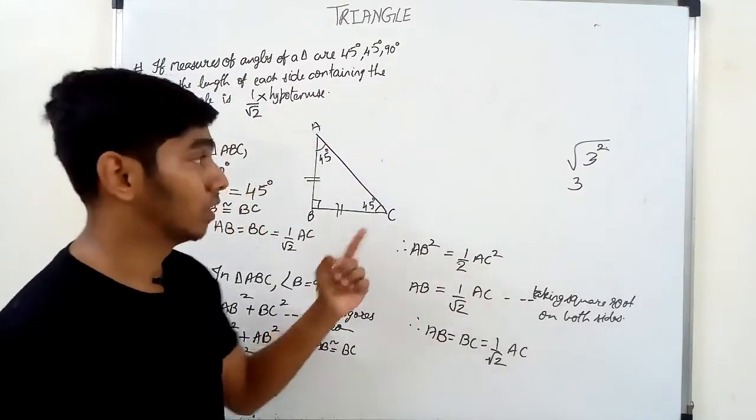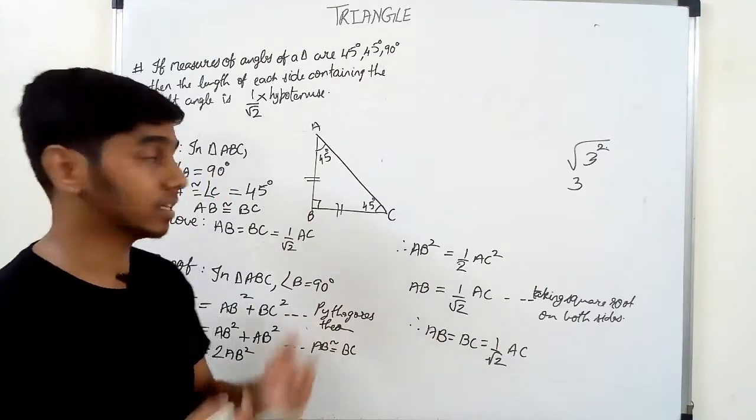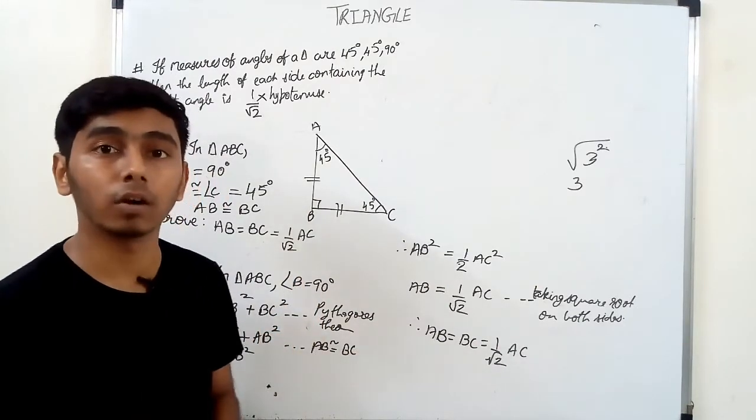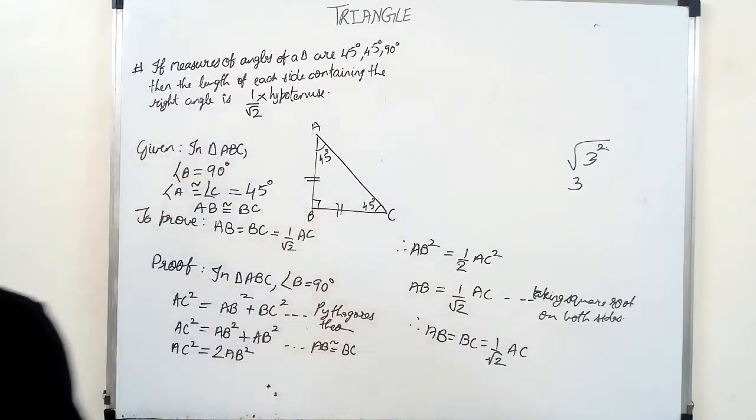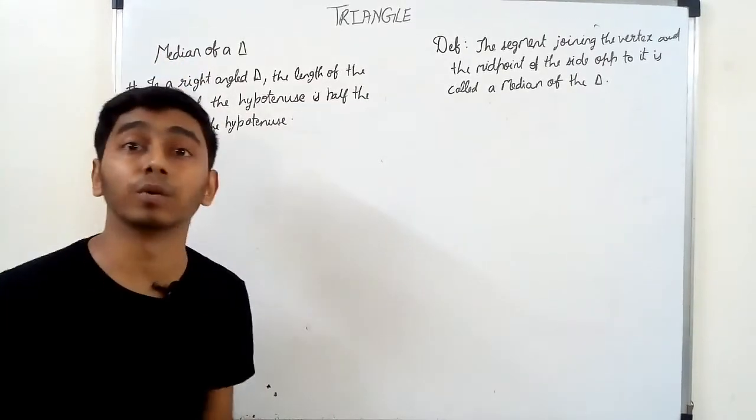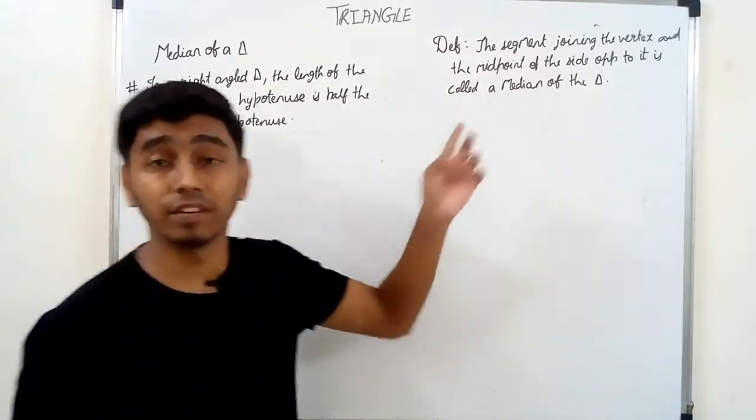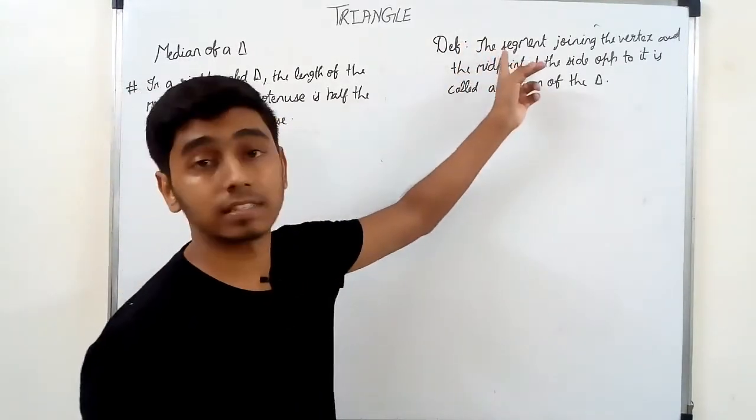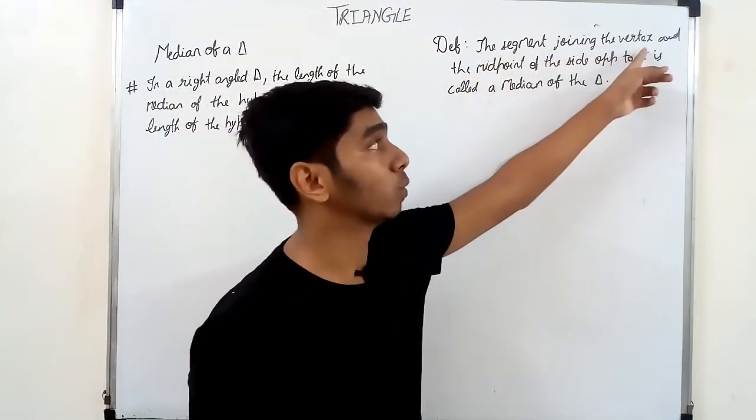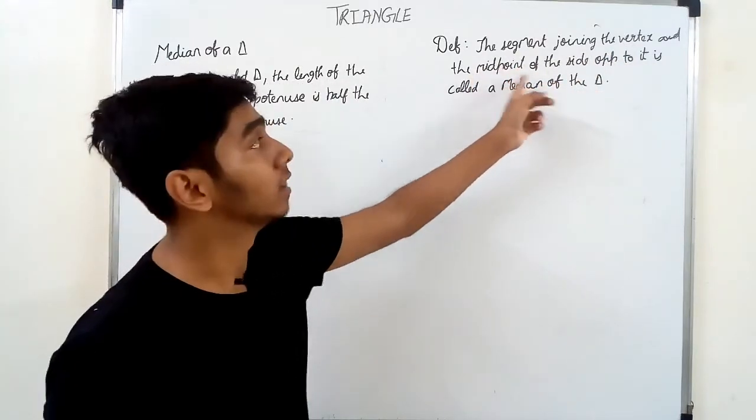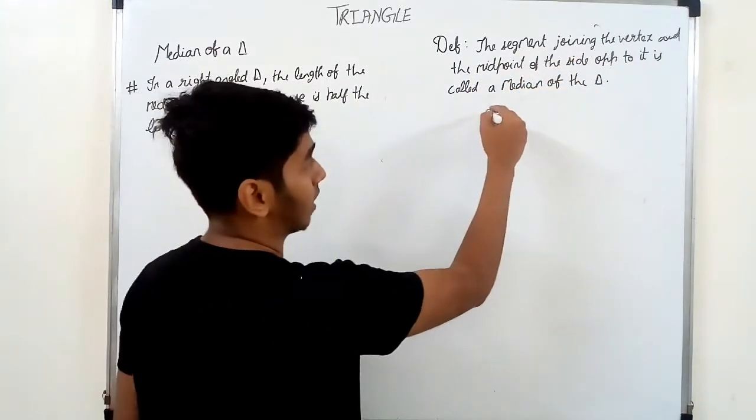Okay, so let's take the last theorem, which is the theorem on median. Let's see what it is now. So we are doing medians of a triangle. Let's see the definition first. The definition says the segment joining the vertex and the midpoint of the side. Let's draw a triangle first.